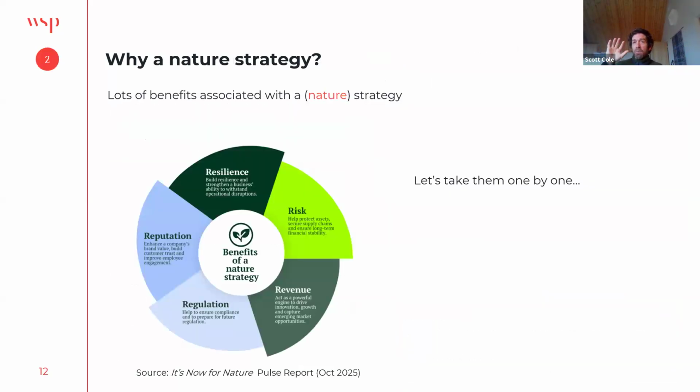So the Now for Nature program that Albert has mentioned has developed a report that looks at five major benefits associated with developing a nature strategy. Strategies in general, if we take a step back, are helpful and smart because they help provide direction and avoid fragmented efforts when you're trying to address a challenge. They help you decide how to spend your limited resources. They make you accountable, etc. But I wanted to zoom in on just nature risks and take these one at a time.